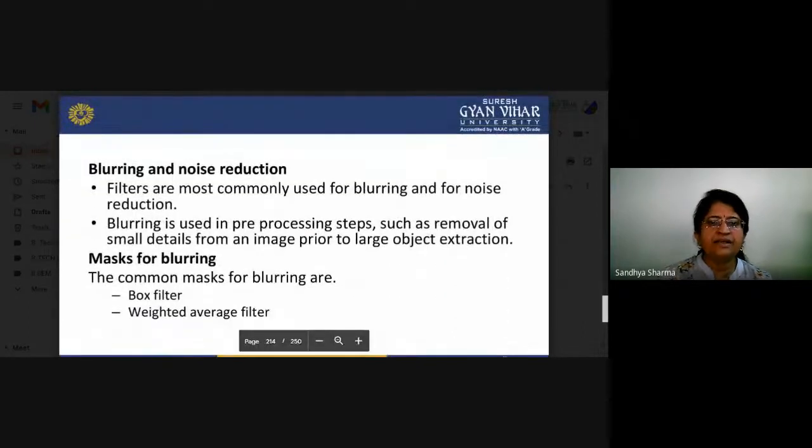So what about blurring and noise reduction? Filters are most commonly used for blurring and for noise reduction. Blurring is used in the pre-processing stage, such as removal of small details from an image prior to large object extraction. So mask for blurring: there are two types of mask. We use the box filter and the weighted average filter.